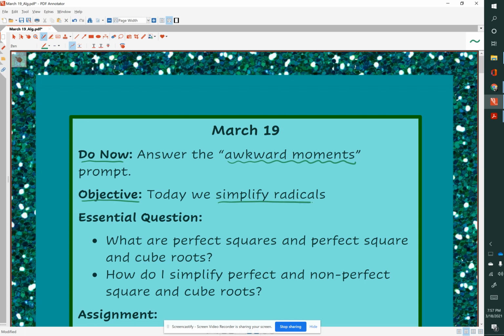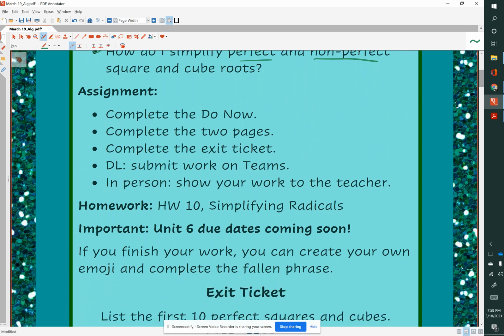Today we're going to simplify radicals, and our essential questions are: what are perfect squares and perfect square and cube roots? And how do I simplify perfect and non-perfect square and cube roots? So our assignment today will be to complete our do now, complete 2 work pages, and complete our exit ticket. If you're a distance learner, submit your work on Teams. And if you're in person, you're going to just show me your work, and you'll get credit for participation today. Our homework will be homework 10, simplifying radicals. We're getting close to the end of Unit 6, and we'll start with our polynomials and factoring after this.